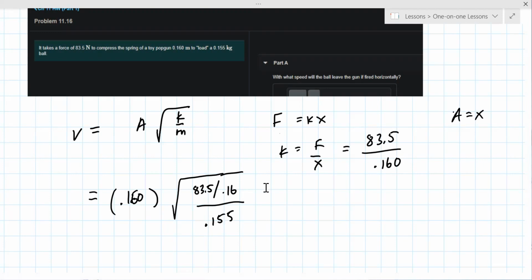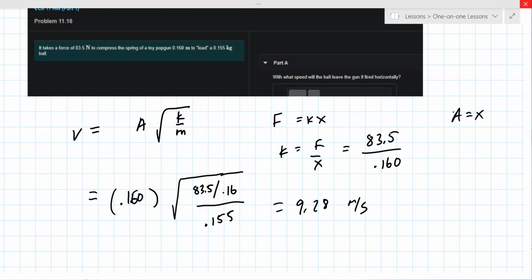Okay, so let me calculate this. 0.16 times the square root of 83.5 divided by 0.16 divided by 0.155. All right, so I get 9.28 meters per second for that. All right. That's correct.